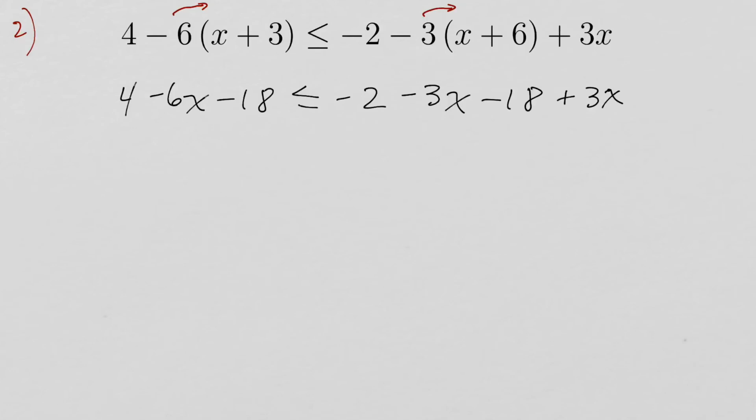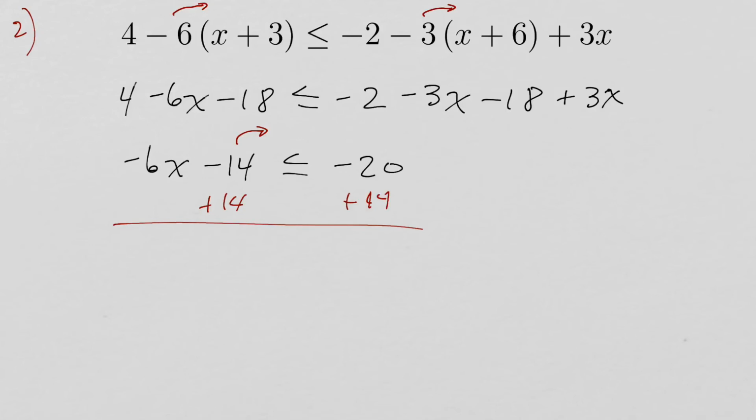Now I'm going to combine like terms. So on the left, I have negative 6x, and 4 minus 18 is negative 14. On the right, the 3x's go away, and negative 2 minus 18 is negative 20. Now I'll add my 14 to each side to get that over there. So I end up with negative 6x is less than or equal to negative 6. Finally, I'm going to divide by negative 6 on each side. Remember, because you're dividing by a negative, the inequality flips direction and I get x greater than or equal to positive 1.